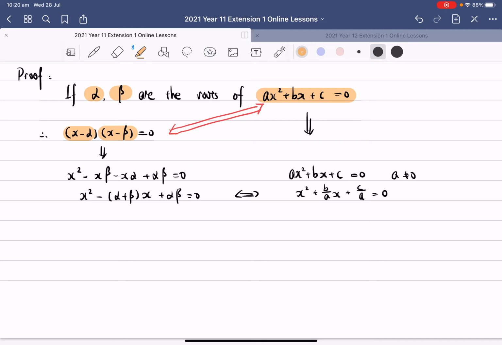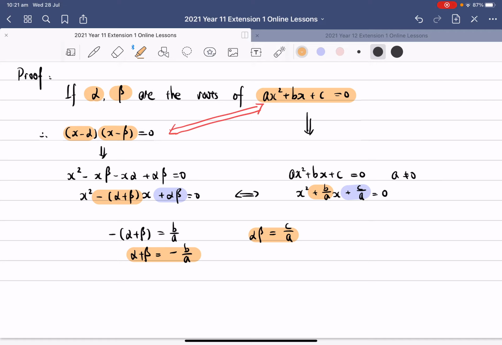So look at the coefficient in front of the x. That's the coefficient in front of x, and that is the coefficient in front of x. So that tells you that coefficient must be equal to each other. Now look at the constant number. That is the constant number, that is the constant number. So now, if we rewrite it, we're going to get negative alpha plus beta is equal to b on a. So therefore, alpha plus beta is equal to minus b on a. And then the constant number, if you equate them together, alpha beta is equal to c on a. And that's it. That's the formula we have. So now we have the sum of the roots and the product of the roots.